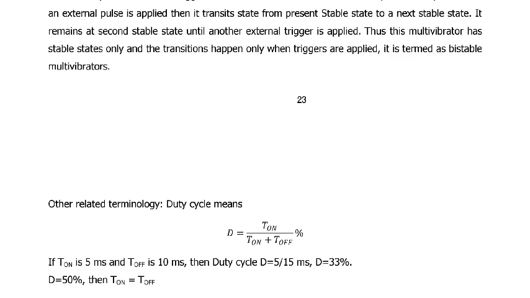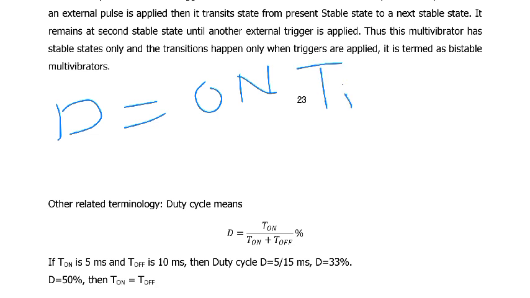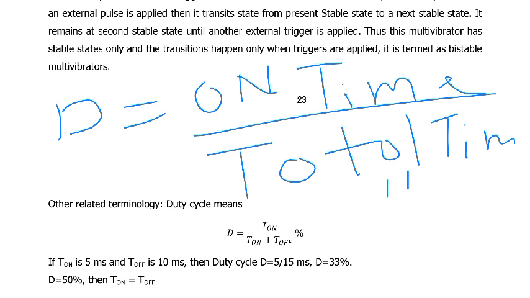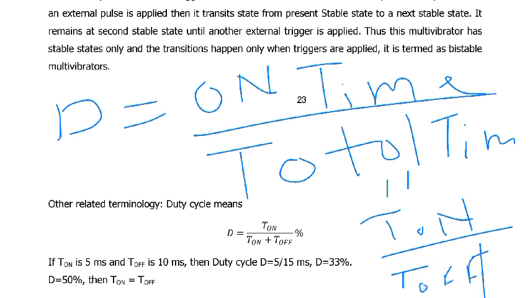On the other hand, how to calculate the duty cycle? Duty cycle is nothing but on time divided by total time. Total time is nothing but t on plus t off. So duty cycle is t on divided by t off plus t on.